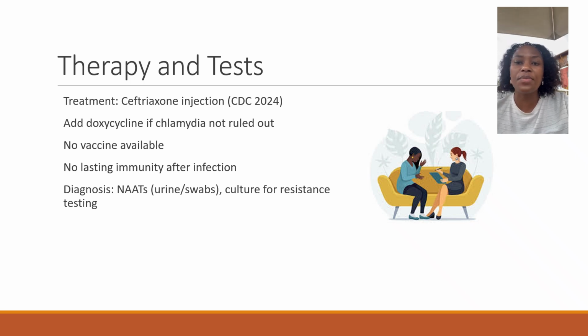For diagnosis, nucleic acid amplification tests, or NAATs, are now the gold standard, as they are highly sensitive and can be used on urine or swabs. Cultures are still important for monitoring antimicrobial resistance, which is an increasing problem.